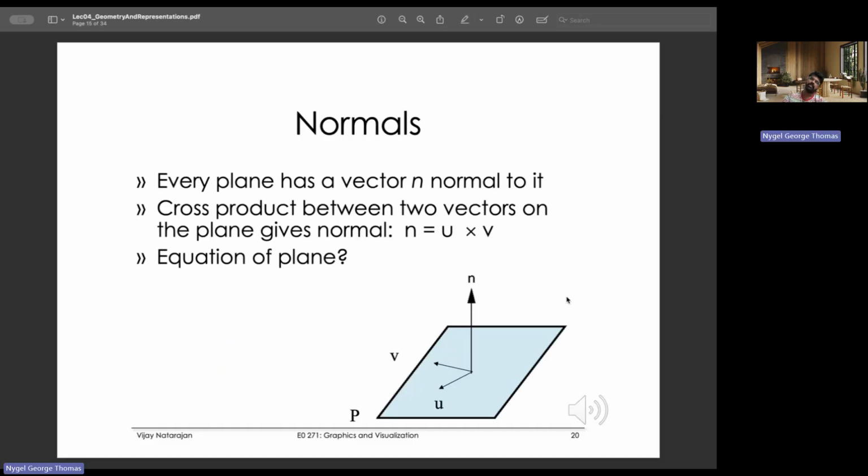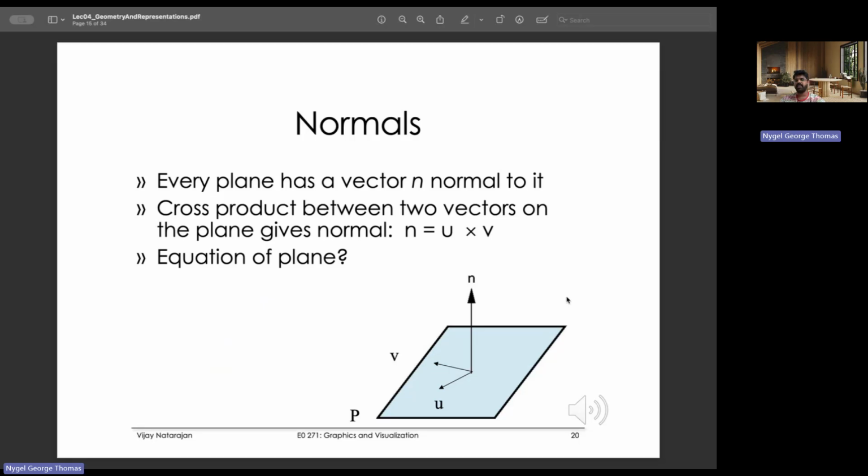Also, while we are dealing with planes, another important aspect of a plane is a normal, which gives the orientation of the plane. So every plane has a vector n, which is normal to it. So if you have two vectors on that particular plane, it is given by n is equal to u cross v. The cross product between two vectors on the plane will give the normal to that plane.